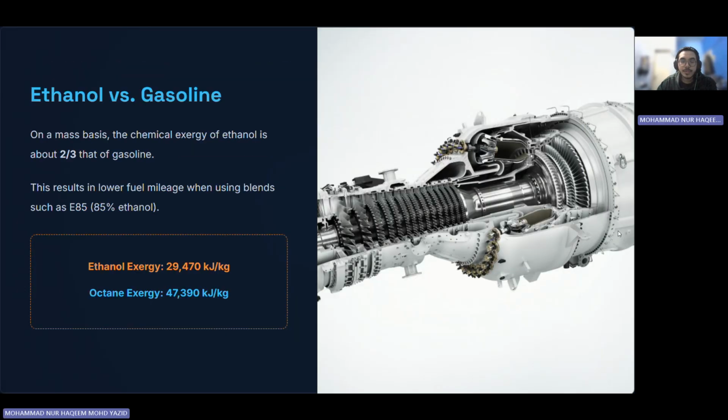Ethanol, now we will be comparing ethanol and gasoline. On a mass basis, the chemical exergy of ethanol is about 2/3 that of gasoline. This results in lower fuel mileage when using blends such as E85, which is 85% ethanol. So we can compare the exergy of both ethanol and octane. We can see that octane has a much higher exergy value compared to ethanol, around 47,390 kilojoules per kilogram, while ethanol only has 29,470 kilojoules per kilogram.